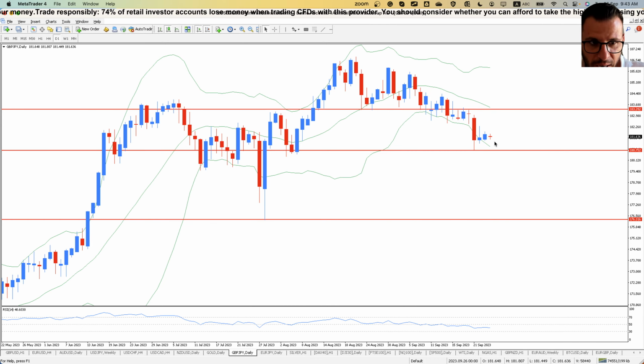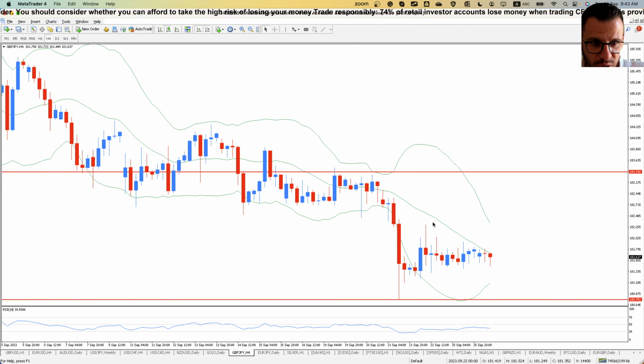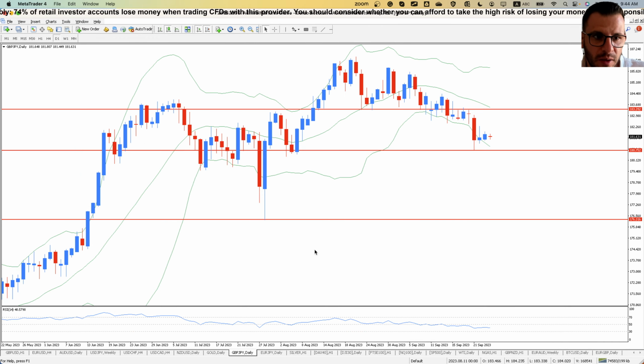Pound JPY, daily chart within this inside, double inside consolidation. It represents a triangle on the lower time frames. If you see the 4-hour chart like this, strong bearish bias, expected to see a strong move to the downside.